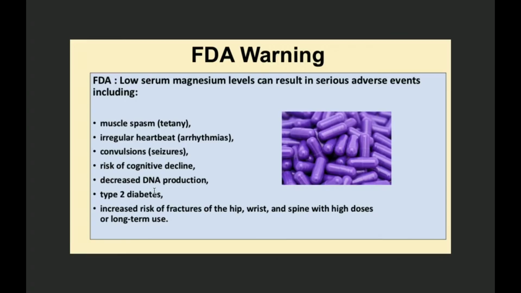However, if you take one of these proton pump inhibitors, cardiac arrhythmias, muscle spasms, convulsions, seizures, cognitive decline, DNA production, type 2 diabetes increase. Doesn't this sound kind of like our society today? It does. Why? And this only happens from decreasing the acid. Why decreasing the acid? That means you're not going to get the minerals, you're not going to get the amino acids, you're not going to have the building products. It's like, holy, okay?